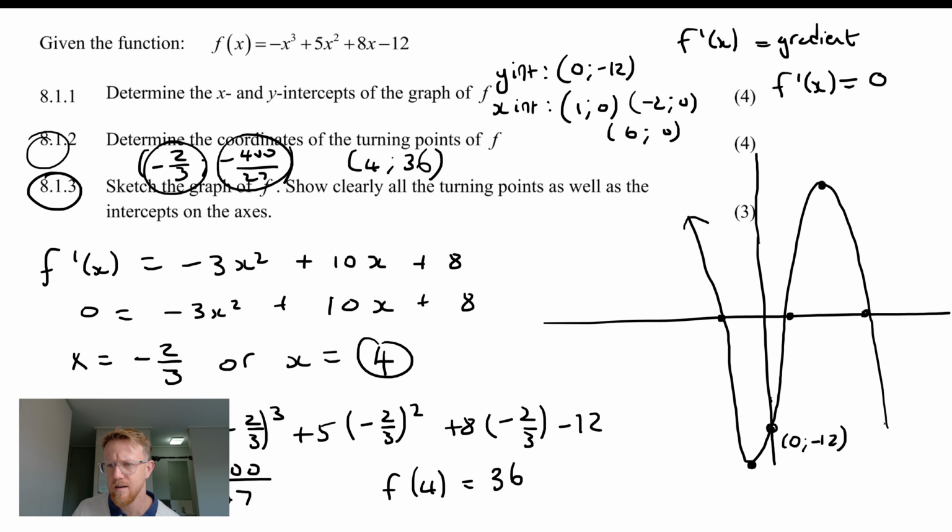Okay, and then let's pretend that I nailed that one over there. Nailed it, nailed it, nailed it. Now you want to give all the coordinates. So this is going to be 4 and 36. 6 and 0. What was this one? 1, minus 2. And then this weird one, which was minus 2 over 3 and minus 400 over 27.